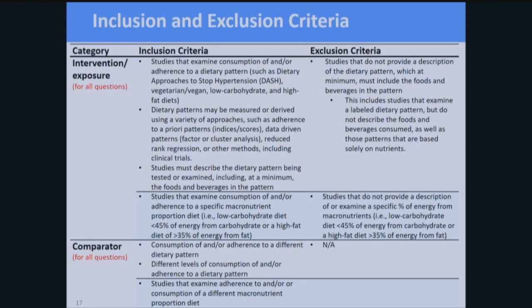The exclusion criteria are studies that did not provide a description of the dietary pattern, or that label the dietary pattern but do not describe the foods and beverages, or base the pattern solely on nutrients. So this is a very food-oriented group. Also excluded are studies that do not provide a description of the macronutrient proportion examined, or do not examine the percentages specified for low carbohydrate or high fat, if that is the pattern being suggested. And then there are corresponding inclusions for the active comparators.